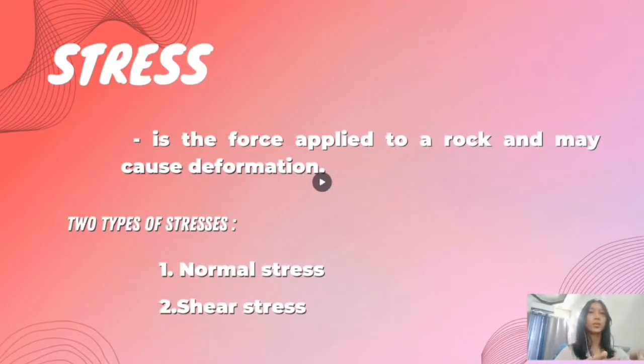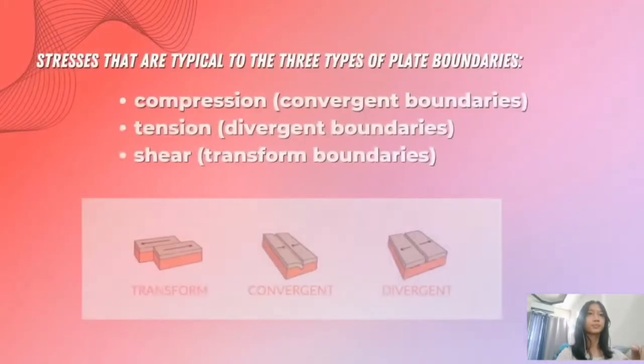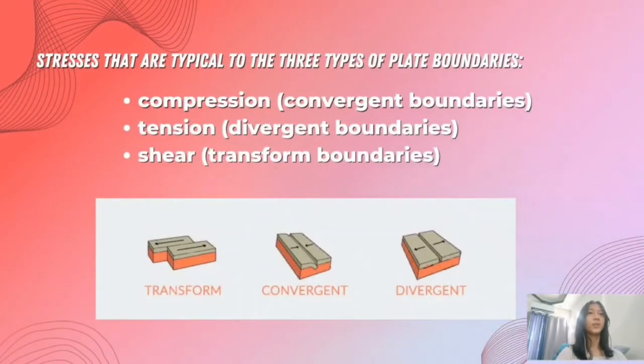Now, there are two types of stresses, which is the first, the normal stress, and second is the shear stress. Stresses that are typical to the three types of plate boundaries: first, we have the convergent boundaries, which have the compression stress, the divergent boundaries, which has a tension stress, and lastly, the transform boundary, which has a shear stress.